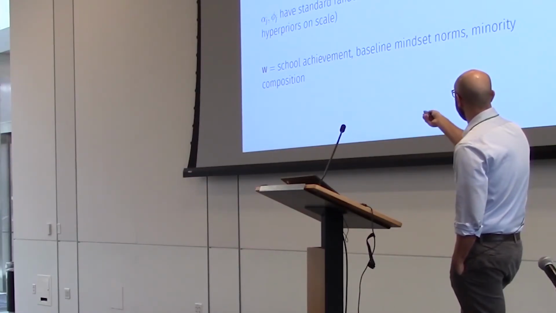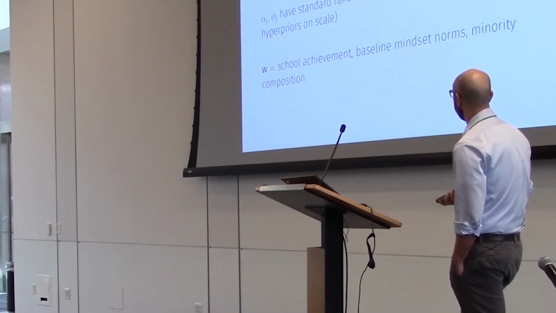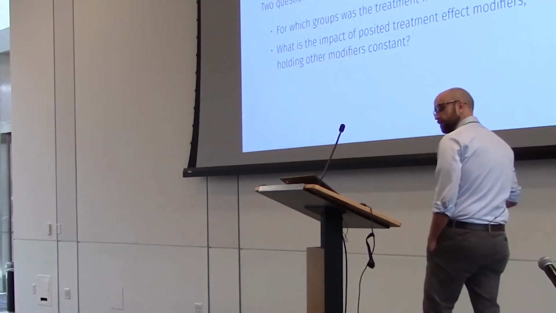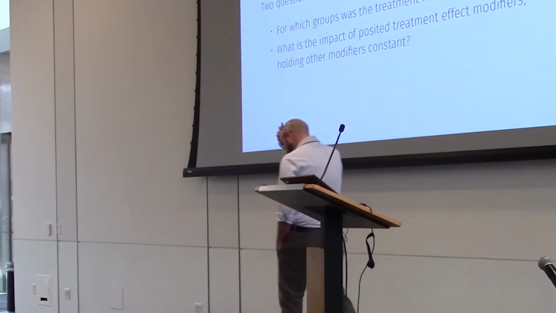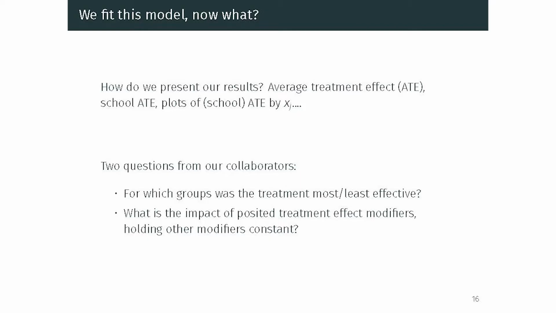But here again, I'll just remind you that we have three treatment effect modifiers and a bunch of controls. The three treatment effect modifiers are collected in that vector: school achievement, baseline mindset norms, and minority composition. Then the question becomes, we fit this model, and now what are we going to do with it? One of the great things about Bayesian inference is that we can get posterior distributions for about anything. If you can compute it, you can get a posterior distribution for it. One of the drawbacks of Bayesian inference is that you can get posterior inference for just about anything. So we have to decide what to look at.